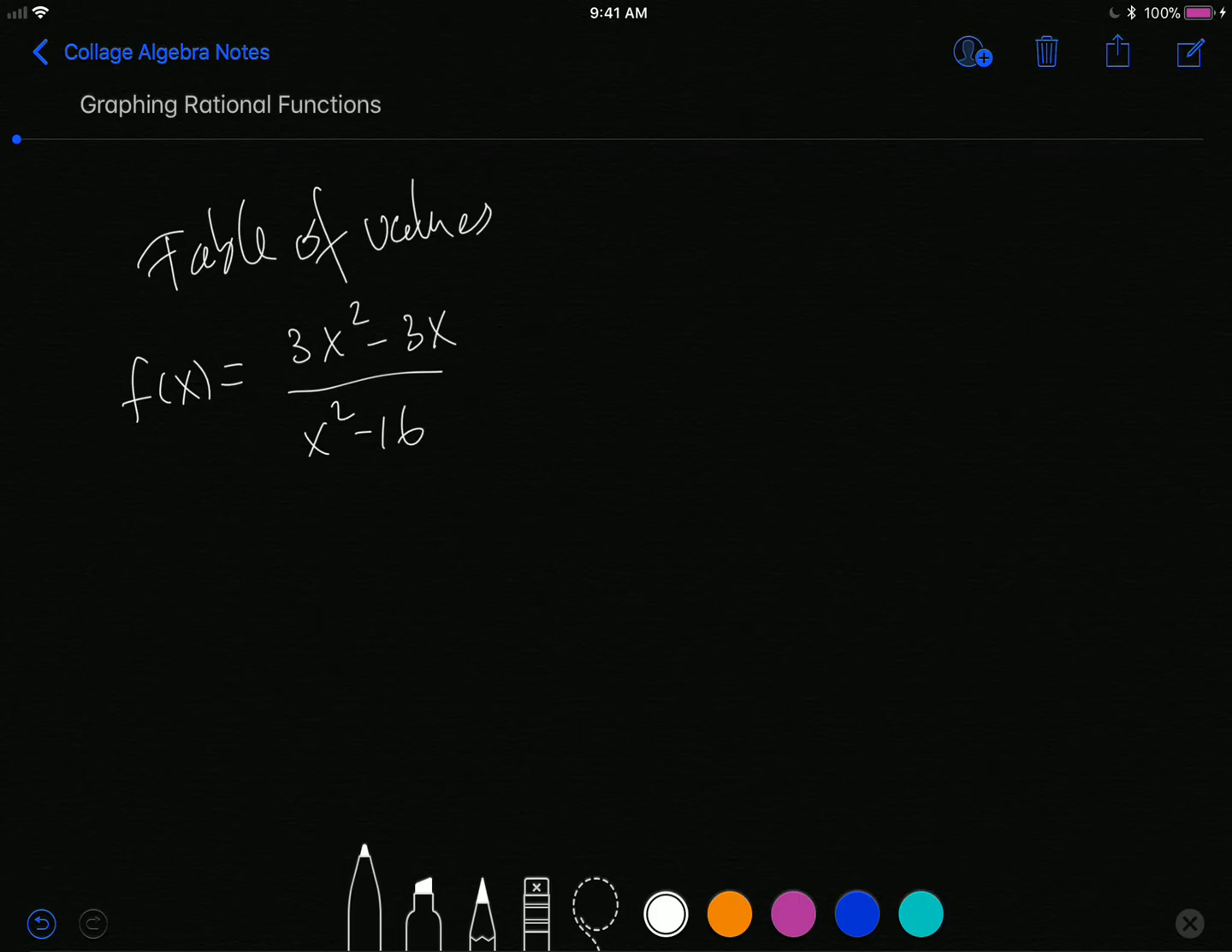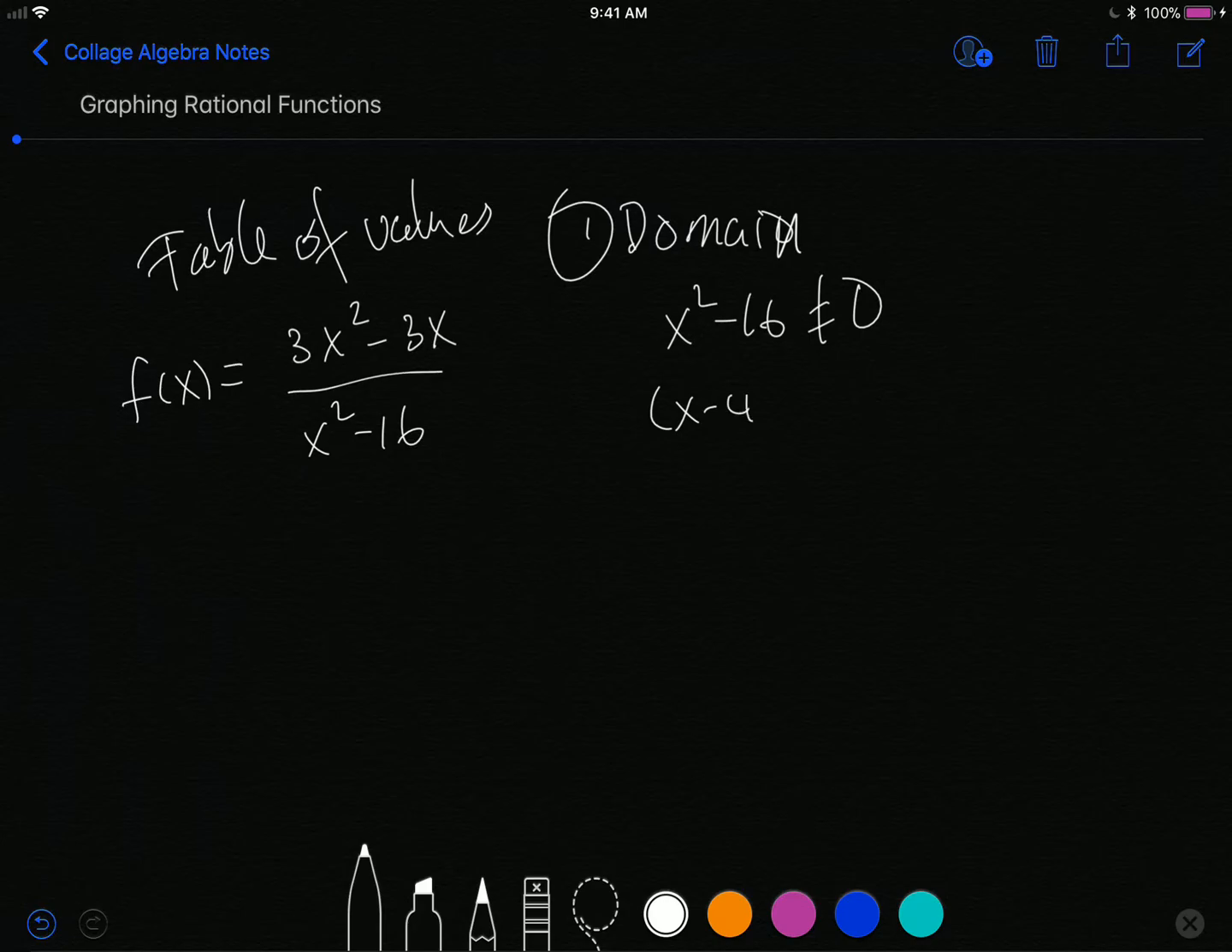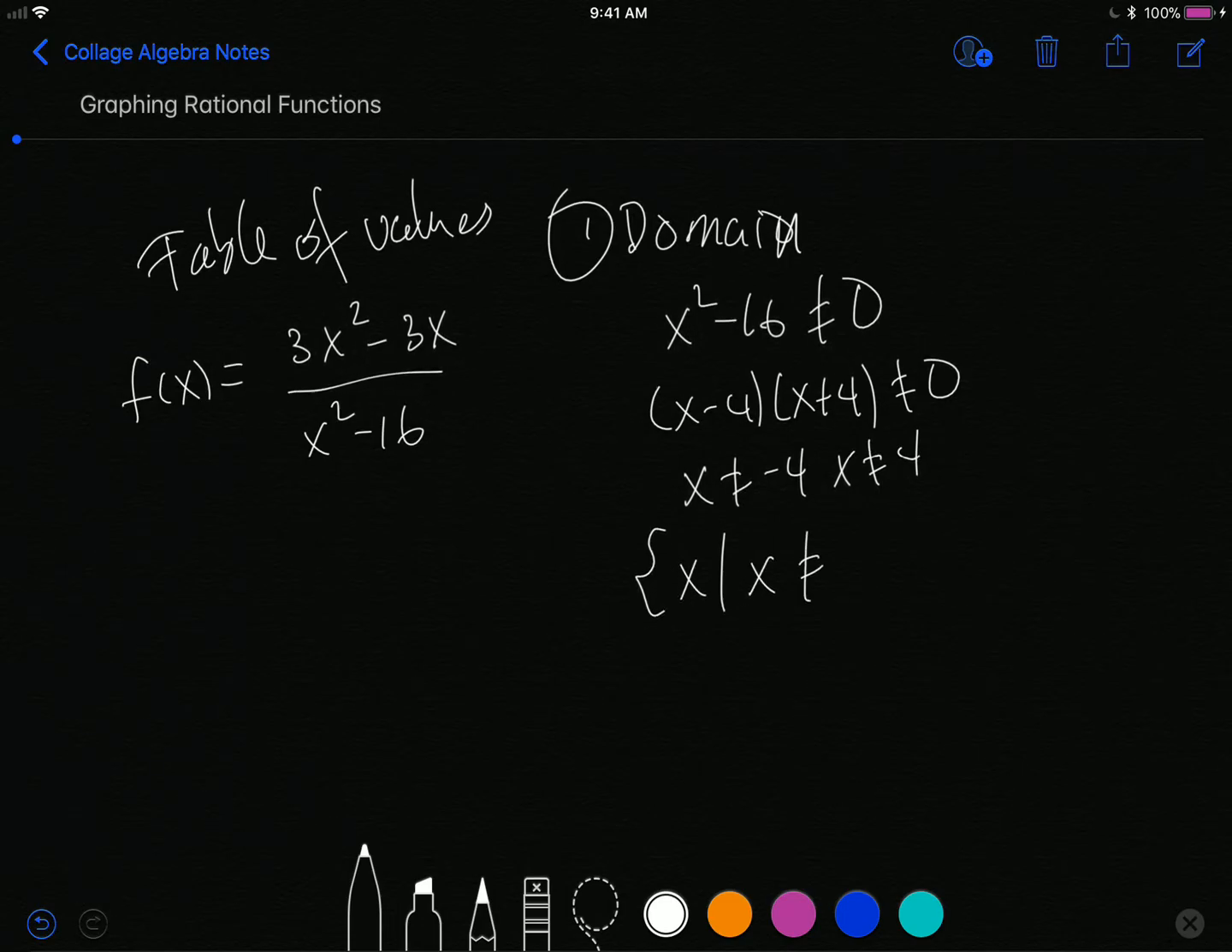And so the first thing we need right here is the domain. And that is, you would set the denominator not equal to 0. The distinct factors are x minus 4 and x plus 4, which cannot be 0. So x cannot be negative 4, x cannot be 4. Right here, x such that x cannot be negative 4, x cannot be 4. That's the first thing you find, the domain.